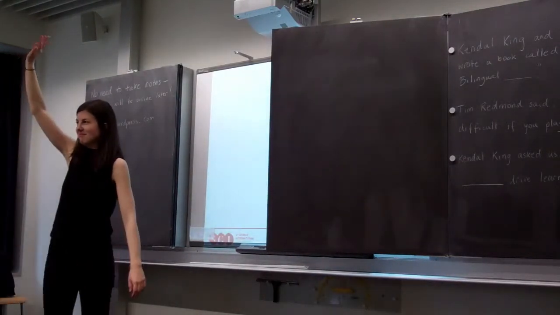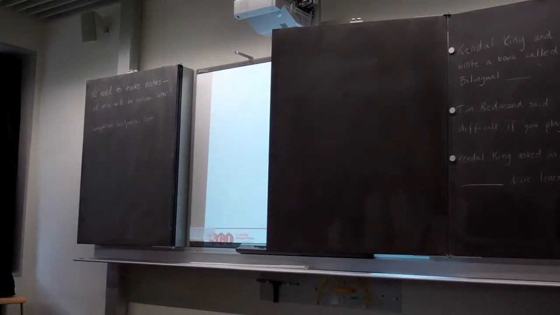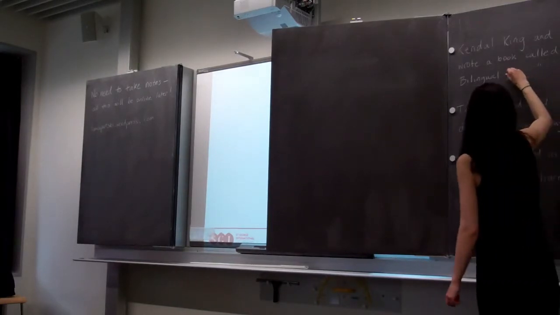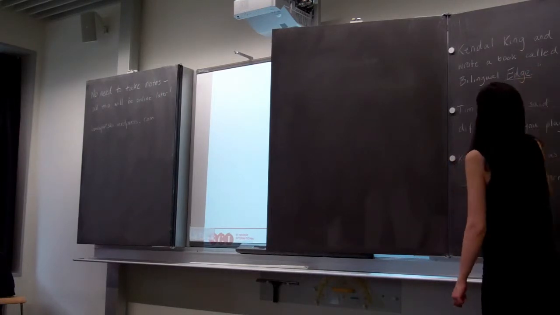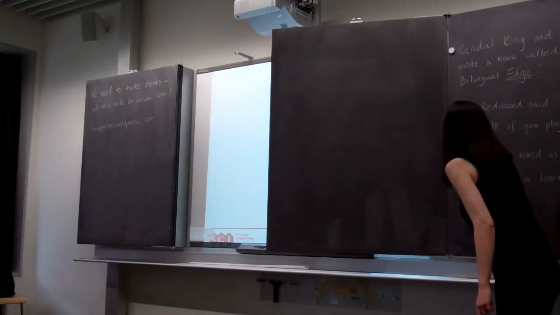Okay. Stop you there and see if you remember. So, a book called Bilingual Children, Edge. What? It's called The Bilingual Edge. Ah, there you go. The Bilingual Edge. I wrote it down. Don't remember. Second one, nothing is difficult if you play it slowly enough. Interest? No. Interaction. You push the belt in.